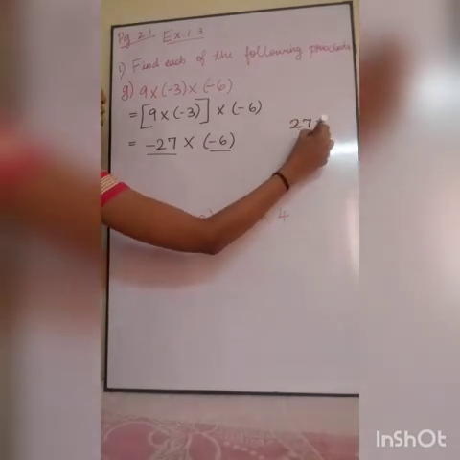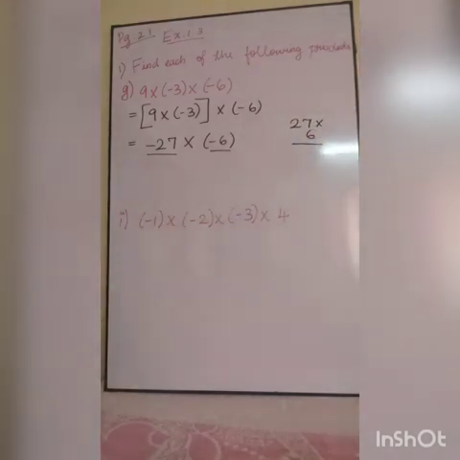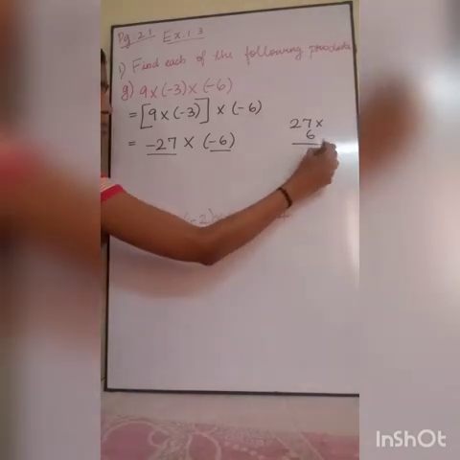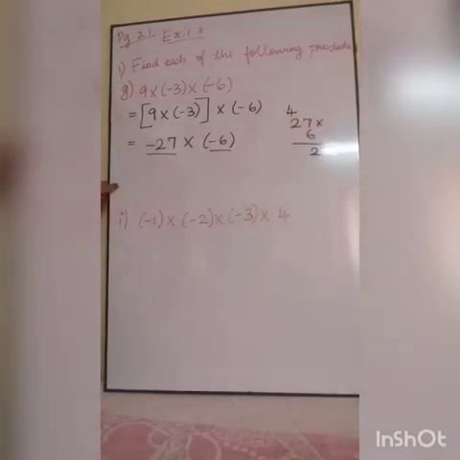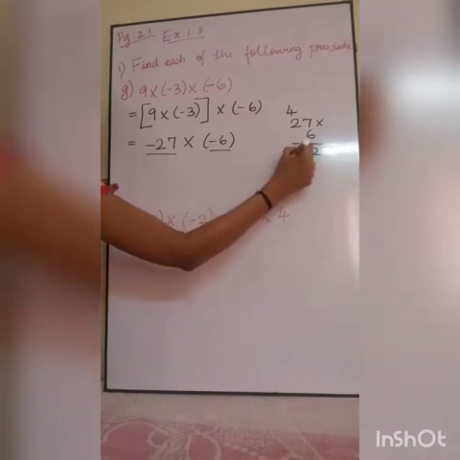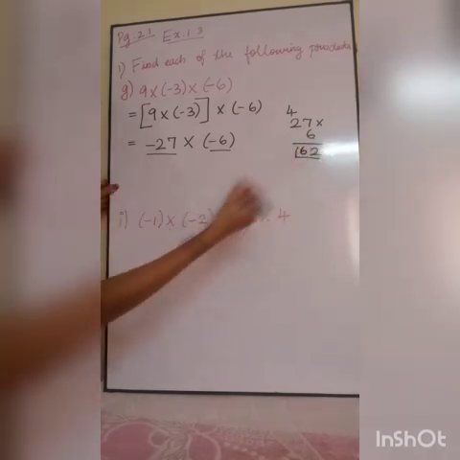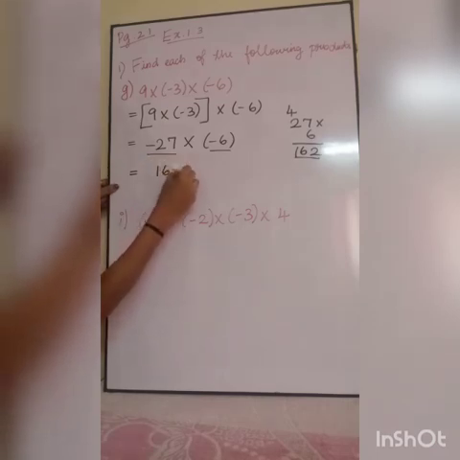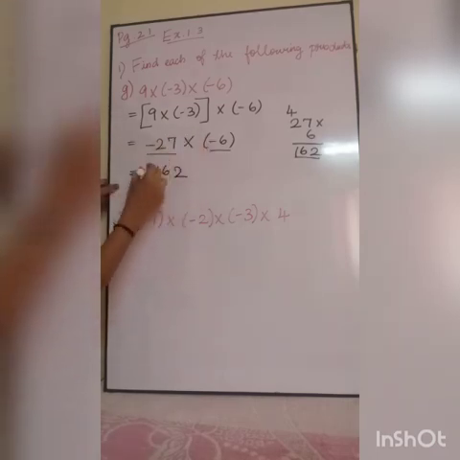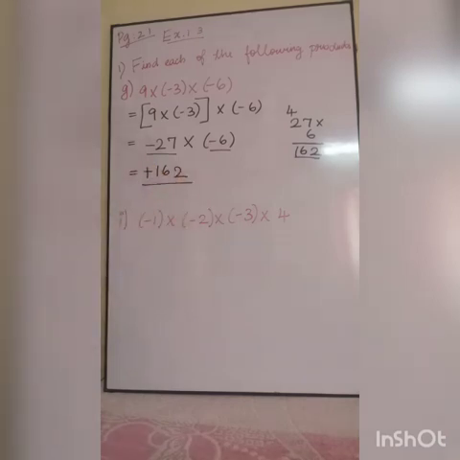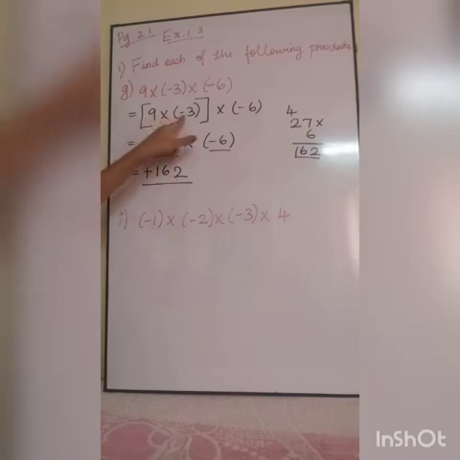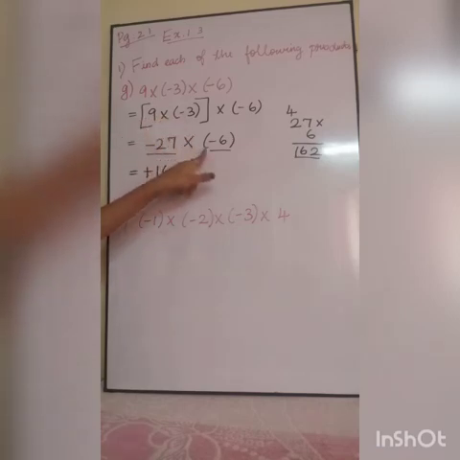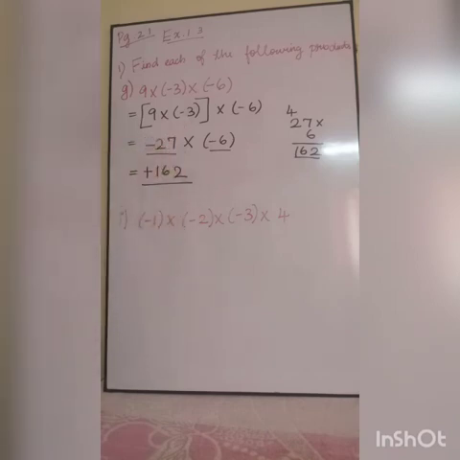27 into 6. 7 6s are 42. 6 2s are 12, 12 plus 4, 16. So 162 is my answer. Minus into minus is plus, so plus 162 is my answer. I have combined 9 into 3, 27, plus into minus, minus 27, into minus 6. 27 into 6 is 162. Then minus into minus, plus.